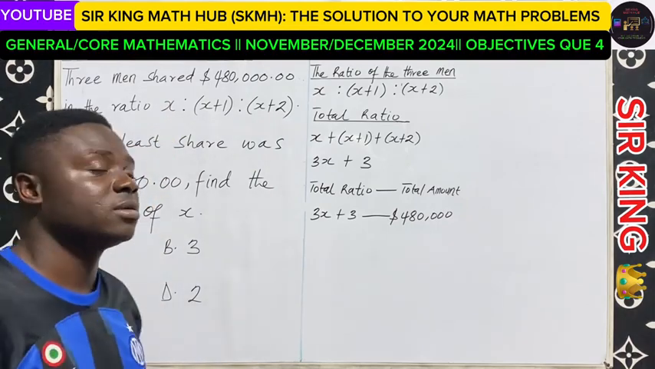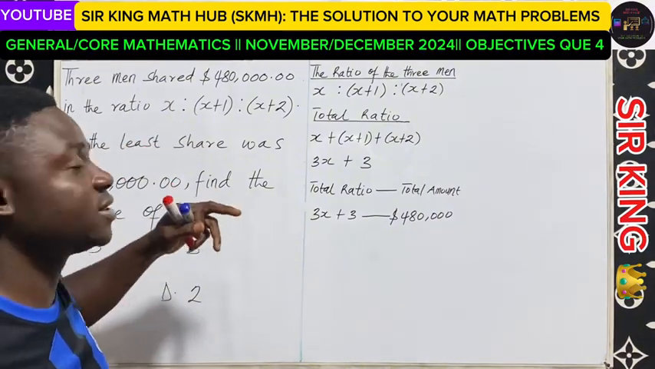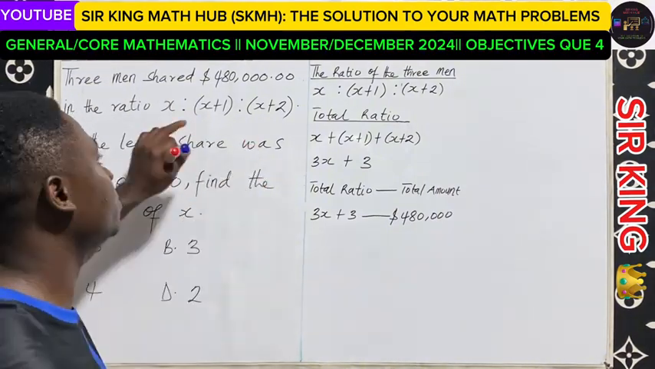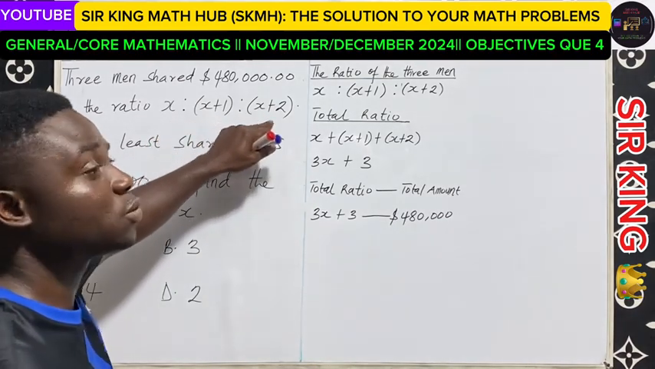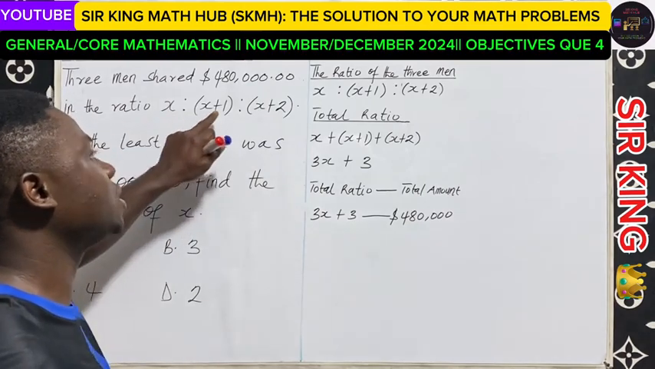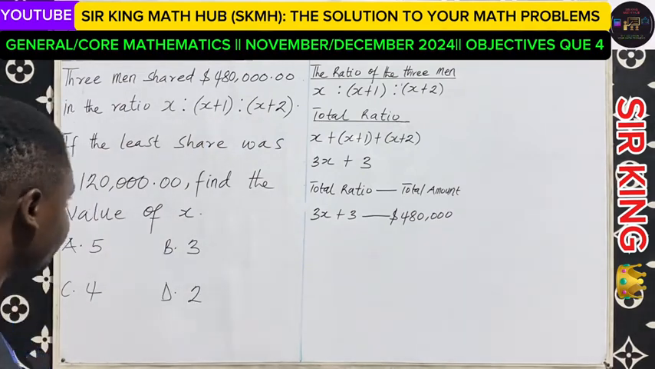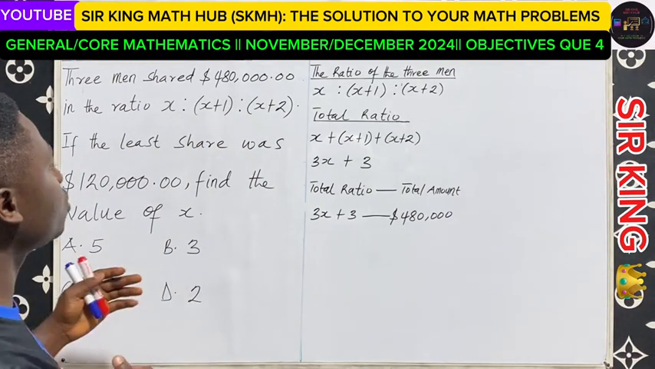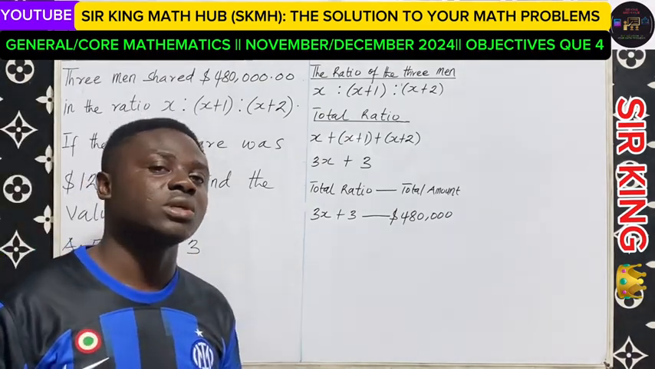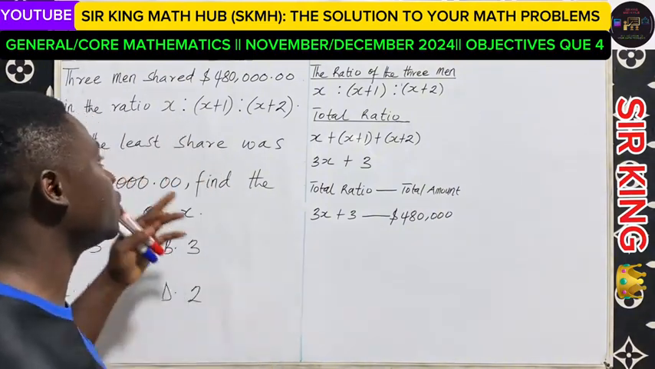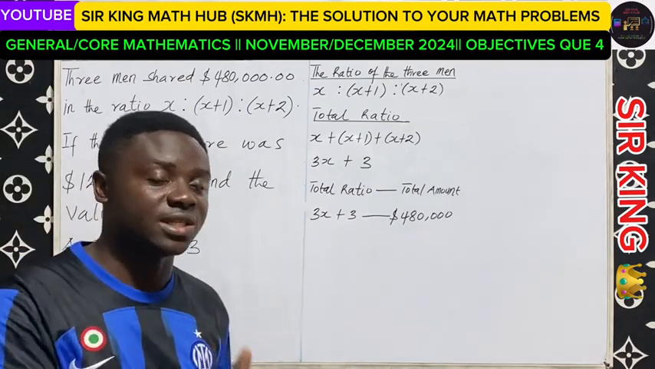Let's assume that x is 1. So let's substitute 1 in place of x. We will have 1 here, we will have 2 here, because 1 plus 1 is 2, and then 1 plus 2 is 3. So we have the ratio 1 is to 2 is to 3. So clearly x is the least. Now, we also know that the least ratio must also correspond to the least quantity. In this case, the least ratio must correspond to the least amount of money received.